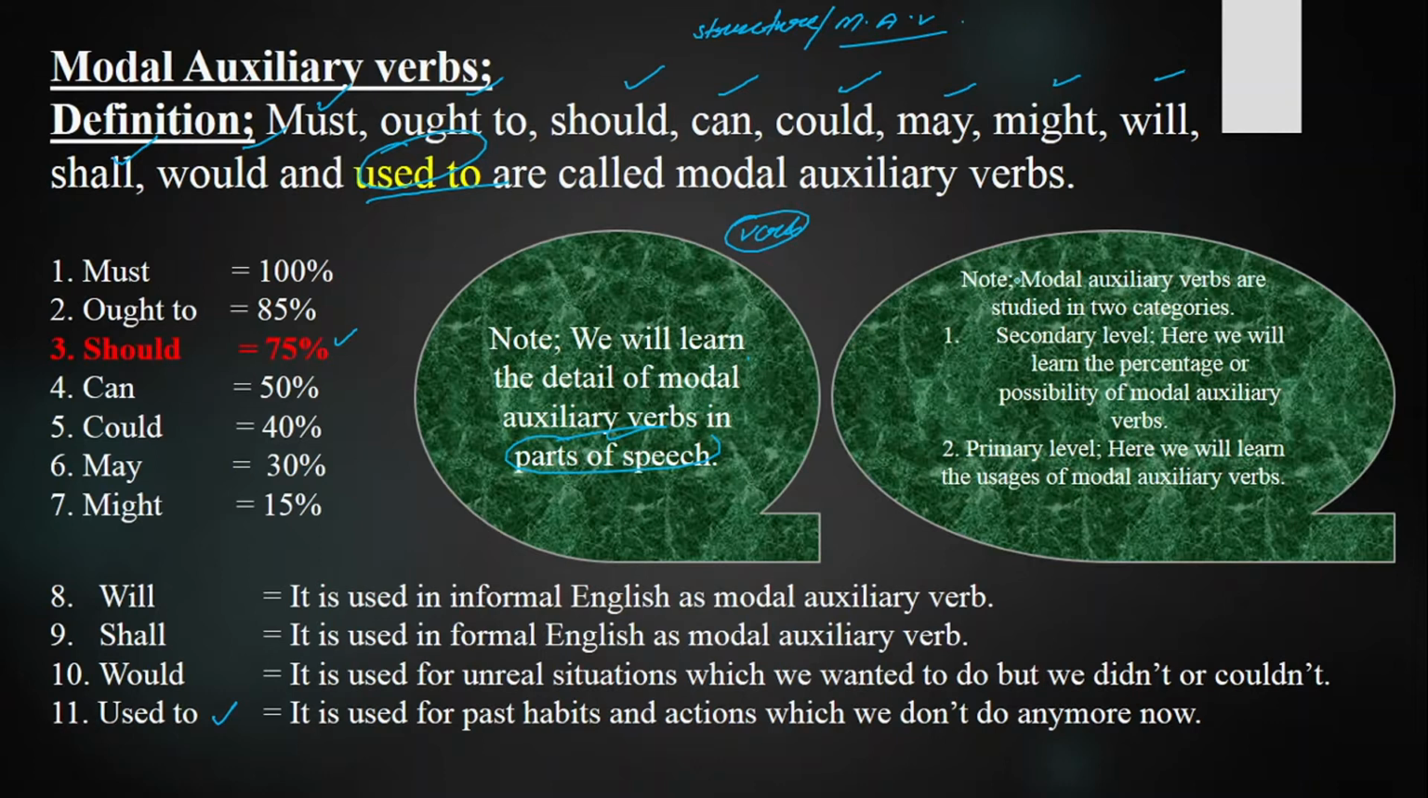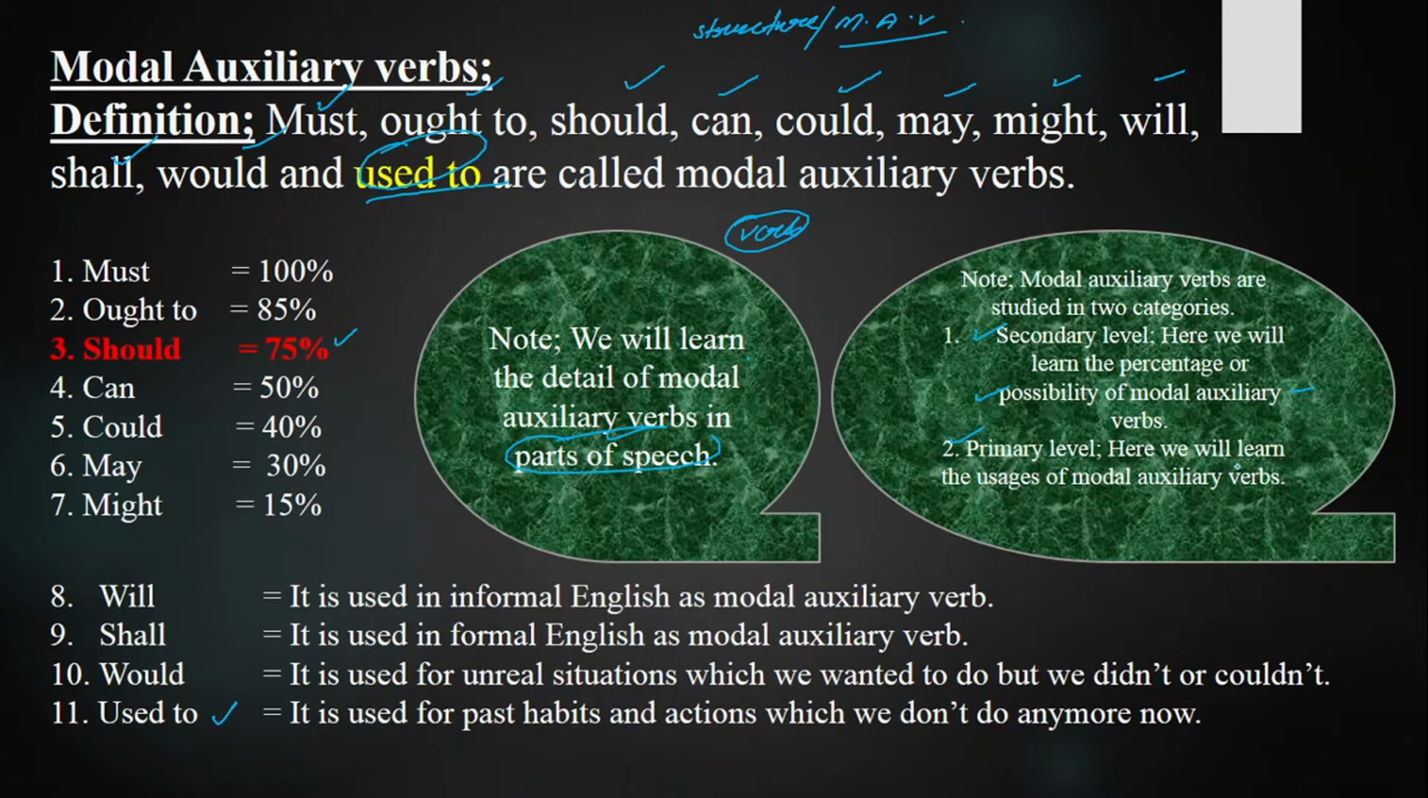And another note that modal auxiliary verbs are studied in 2 categories. The first one is known as the secondary level and the second one is called the primary level. We will discuss what the secondary level of the modal auxiliary verbs is. In secondary level you will learn the percentage or the possibility of modal auxiliary verbs. Whatever I've written here, 100%, 85, 75 and these all, I've written with their percentages and possibility, that is known as the secondary level, which we are discussing here.